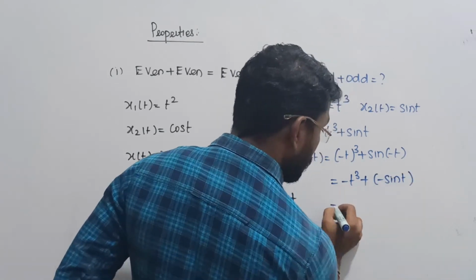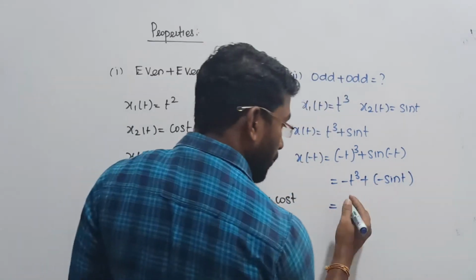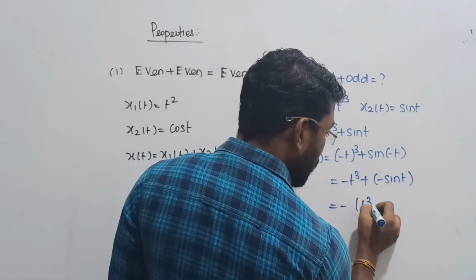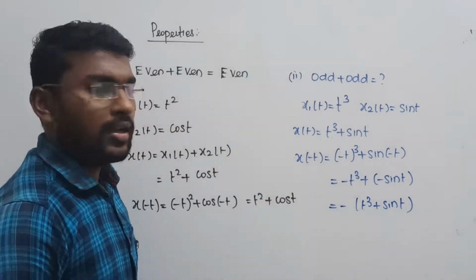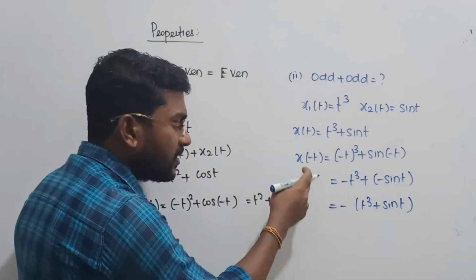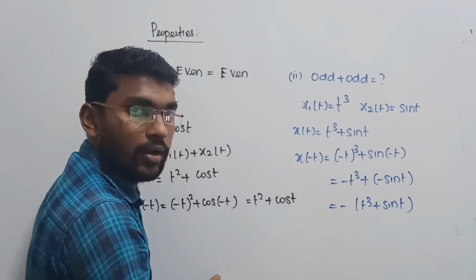Now what I have understood here is, if I take minus outside, it will become minus of t cube plus sin t, right? So that is x of minus t. Now just compare, this is x of t, this is x of minus t. I hope they are not equal, but let us test.